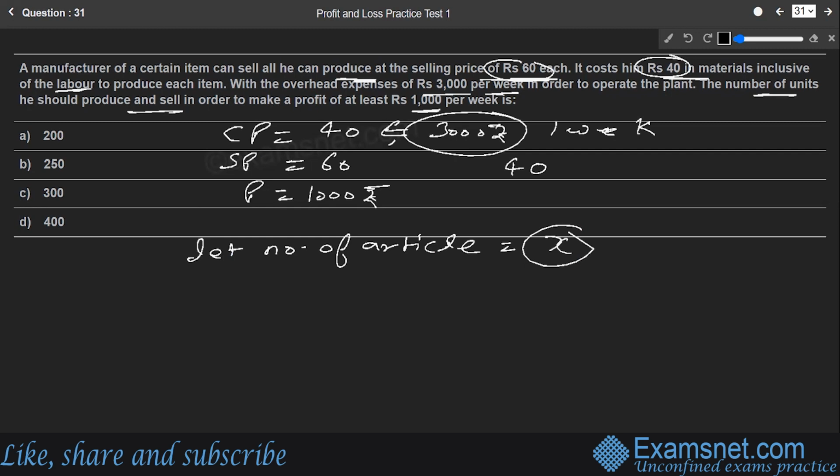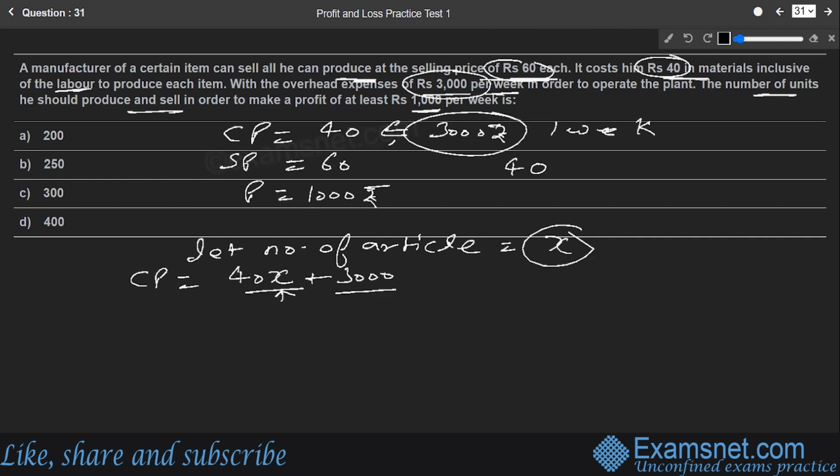Because the cost price of each article is 40, the total cost price is 40x rupees plus, as they say, for 1 week they charge 3000 rupees as an extra overhead expense. So this is the ultimate cost price for x units: 40x plus 3000.